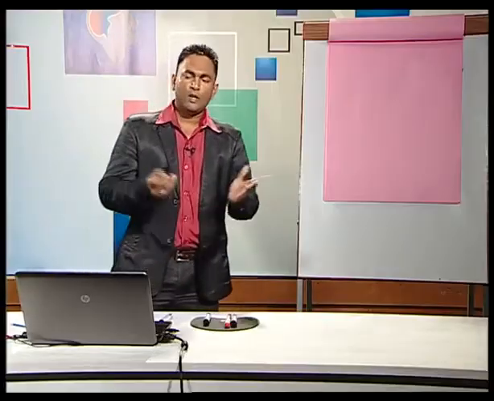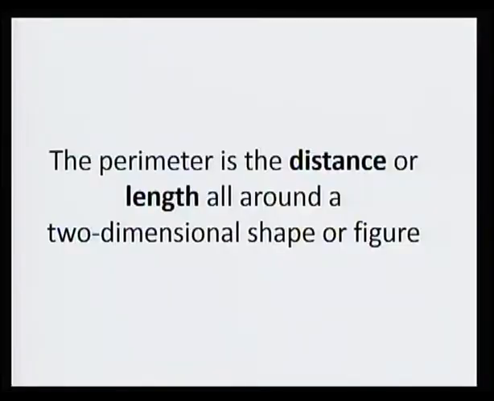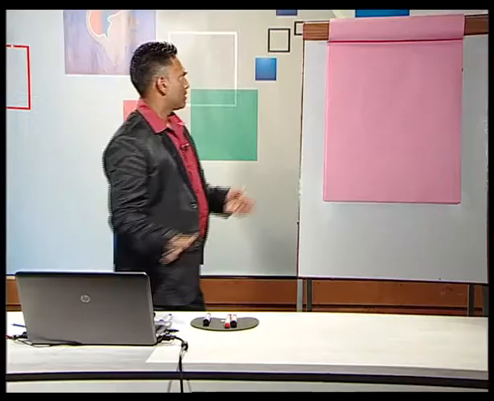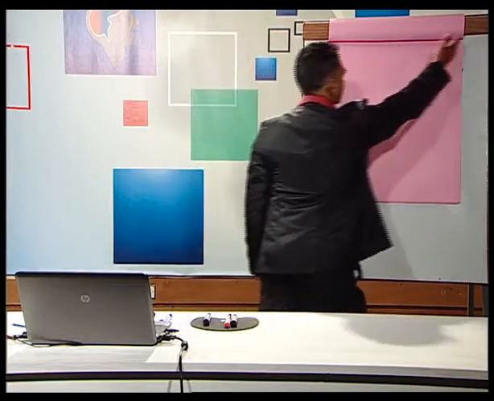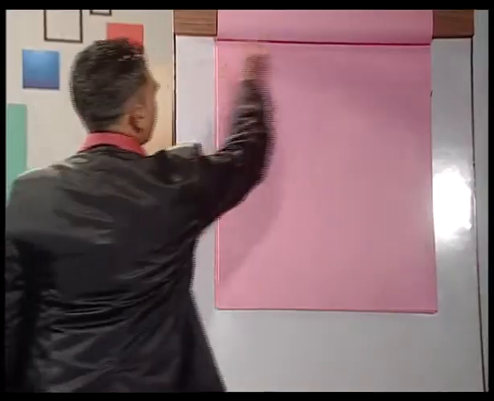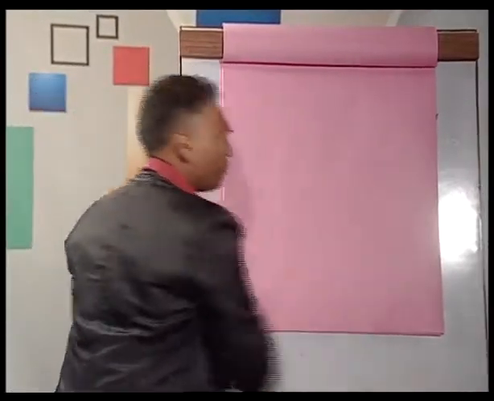First of all, let's see what is perimeter. Perimeter is the distance or length all around a two-dimensional shape or figure. By two-dimensional, we mean a figure which has length and width. For example, let's look at this board. If I measure the distance all around this board, I will have the perimeter of this board.